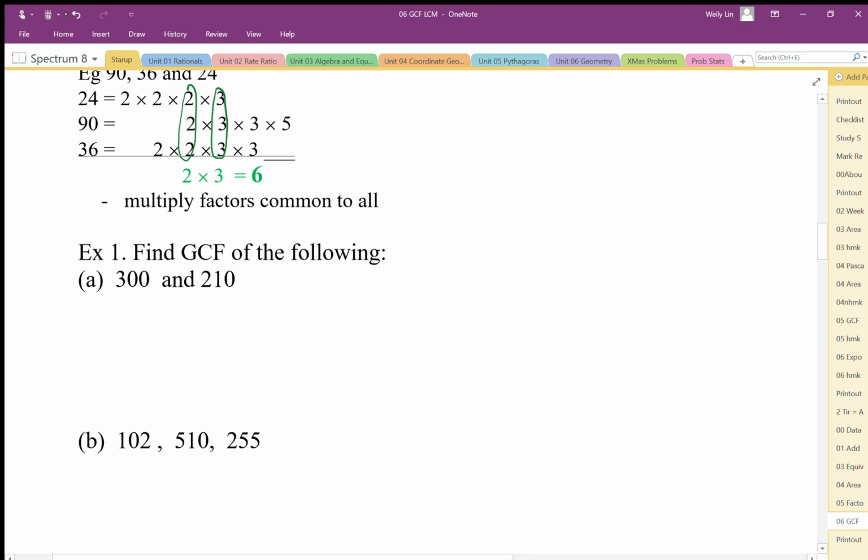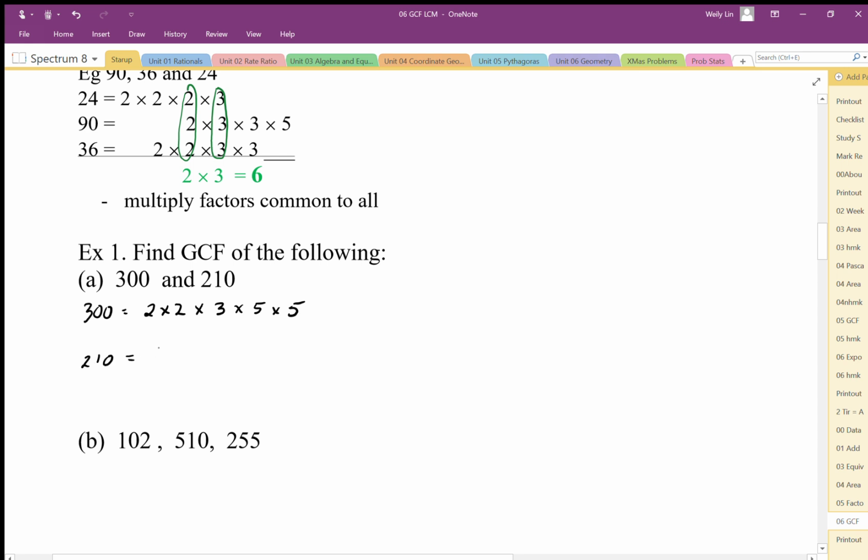So that's what we're going to do here. We're just going to list out the prime factors of 300. So 300 is equal to 2 times 2 times 3 times 5. So that's going to be 2 times 2 times 3 is 12, 60 times 5 again. Okay, I think that's right. Okay, so that's 300, and then 210.